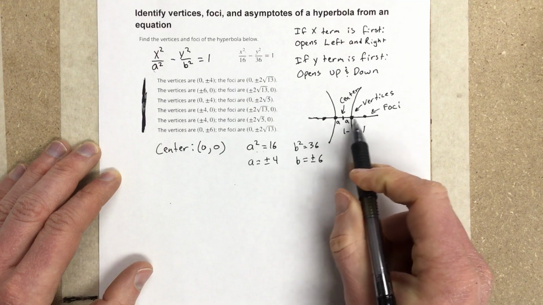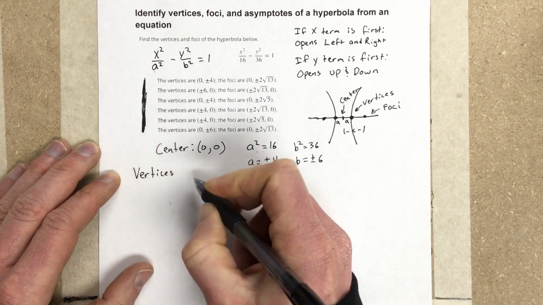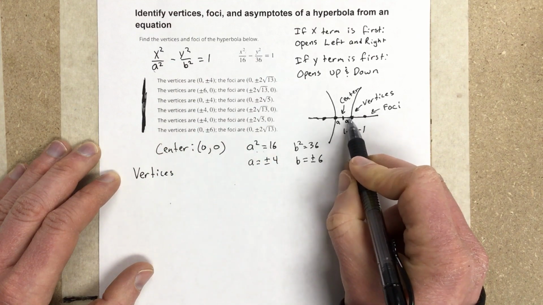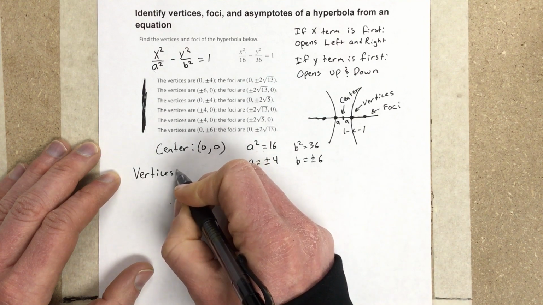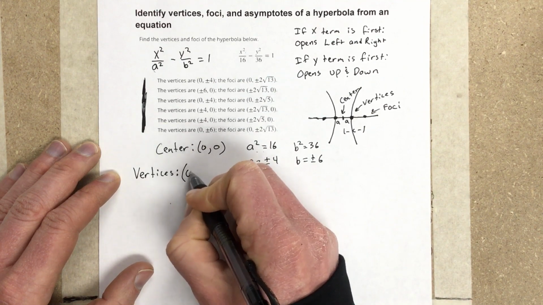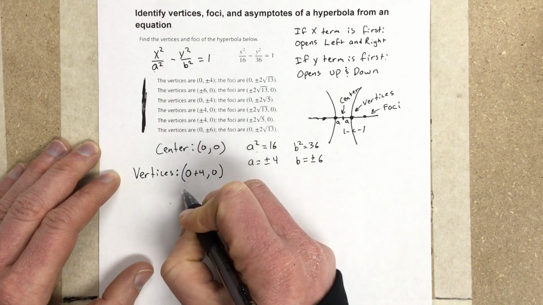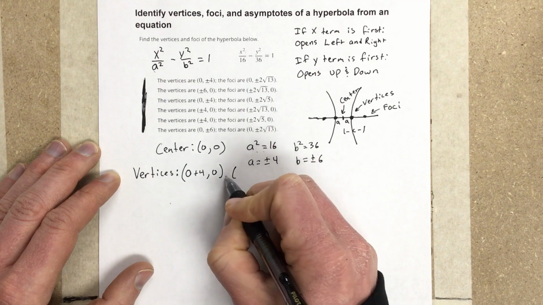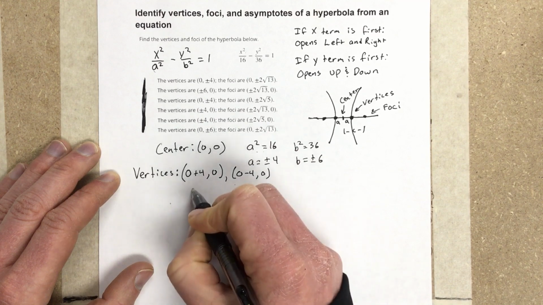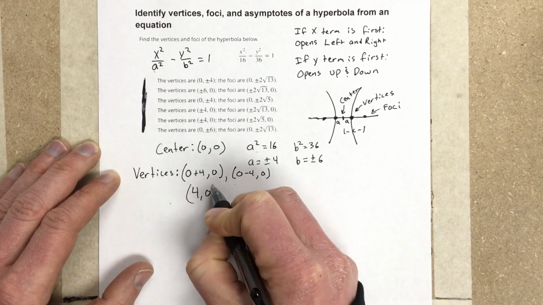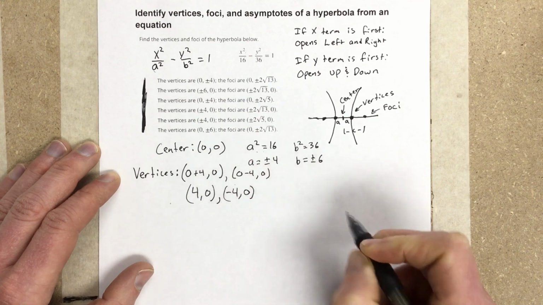So when I want to find my vertices, I have to add to the x value. The y value is not going to change, but the x value has got to be added. So I'm going to have my vertices be 0 plus 4, comma 0, and I would also have 0 minus 4, comma 0. So I end up with 4, comma 0, and negative 4, comma 0 for my vertices.